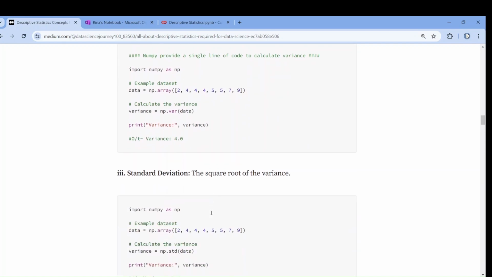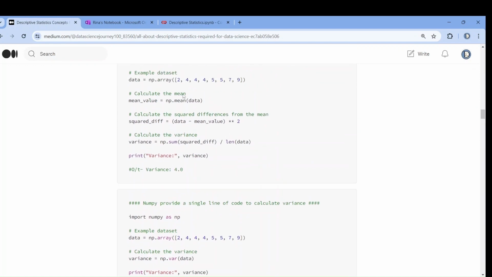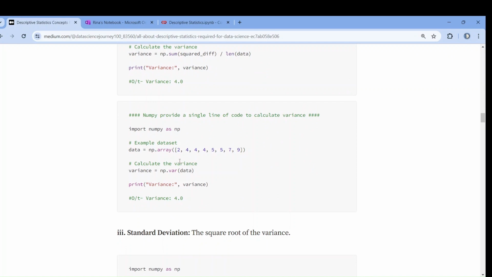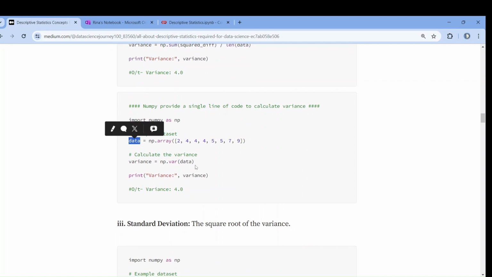Now next one is standard deviation. Before that, let me tell you one thing: we don't need to write this much code. We can simply use the var function that is already in the NumPy library. All you have to do is import the NumPy library and apply the var function on this dataset. Then you can get the variance. So all this coding can be done in a single line.